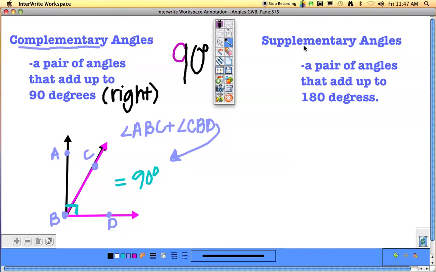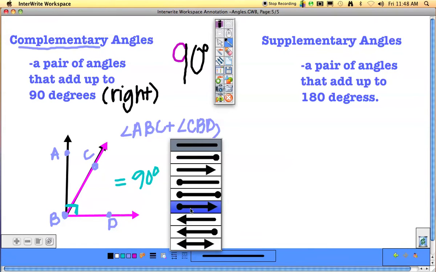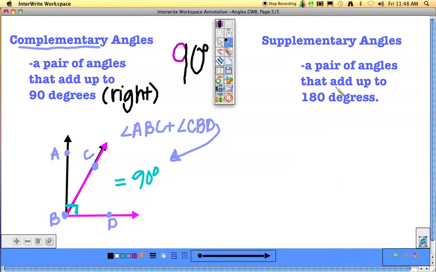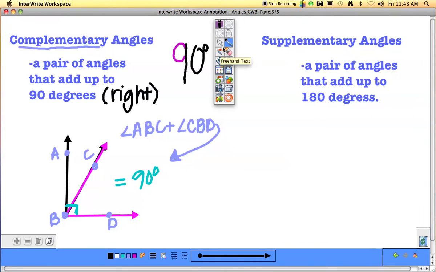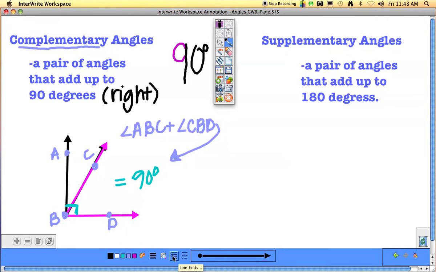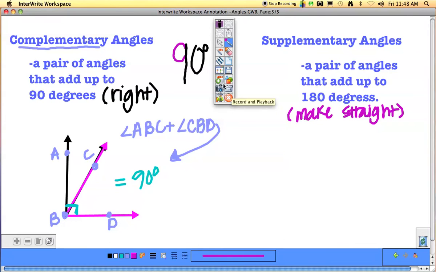The other type of angle that we're going to look at is supplementary angles. Supplementary angles are when we have two angles that add up to 180 degrees, or when we have two angles that make a straight line. So, make a straight line or straight angle, same thing.